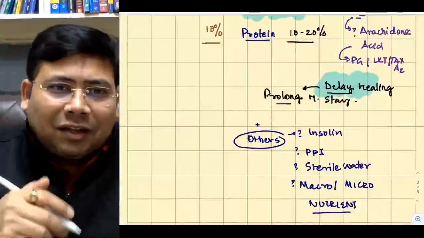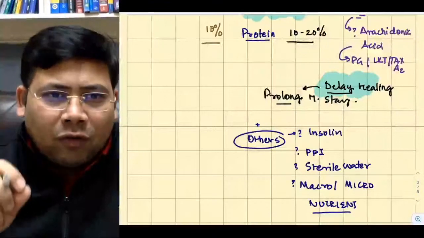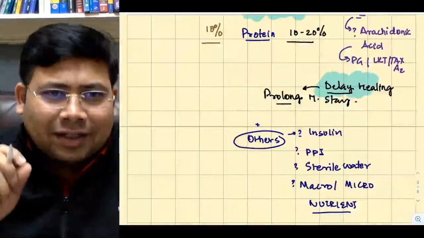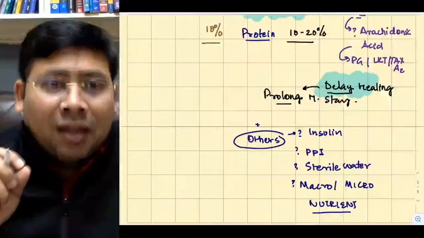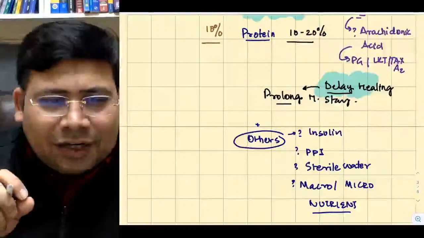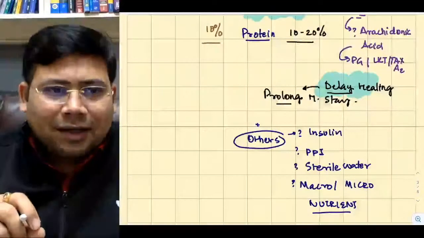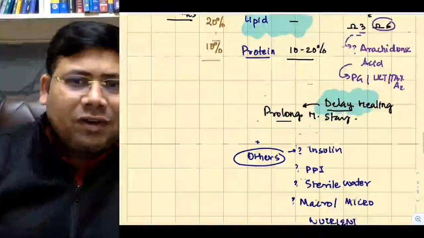Why is PPI added? Since you are not giving anything by the oral route, there is always a risk of gastritis. Yes, stress-induced gastritis. To reduce stress-induced gastritis, a PPI is added. Is that clear or no? So this is the composition of 3-in-1 versus TPN.